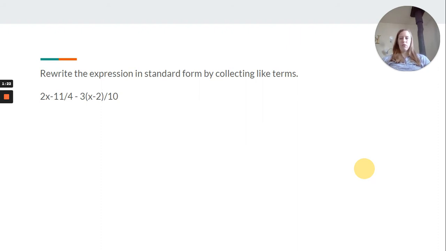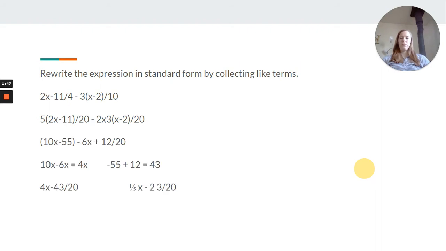Rewrite in standard form by collecting like terms. So basically simplifying. So first, we made them have the same denominator. So to do that, we had to multiply the first half, that 2x minus 11 over 4, by 5. That's why there's that 5 outside the 2x minus 11. And the other side by 2. So we have 2 times 3 times x minus 2. Okay, so then we distribute that, 10x minus 55.